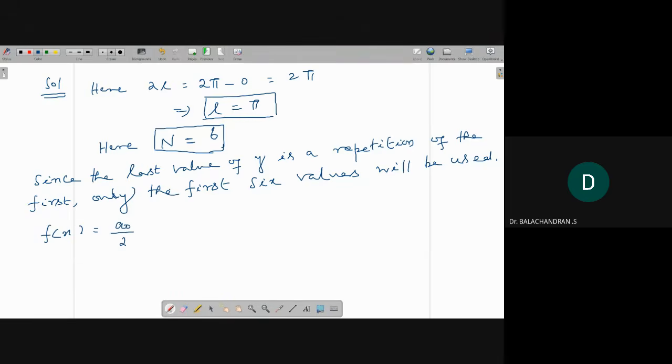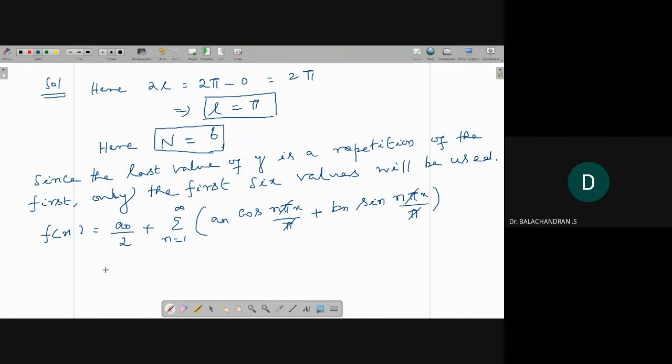a naught by 2 plus the summation n equal to 1 to infinity an into cos n pi x by L. What is L? L is pi, plus Bn into sine n pi x by L. L is pi. So pi gets cancelled, pi gets cancelled.